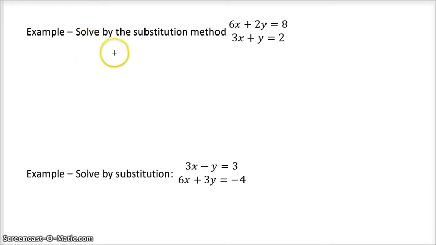So I jumped ahead to the next page, and I'm going to look at the next one. And again, we're using the substitution method, so I'm going to pick a variable. It just so happens that if you pick this y, it's probably going to be the easiest to solve for. So I'm going to solve for that y. I'm going to take this equation and subtract 3x. So I get y is equal to negative 3x plus 2.